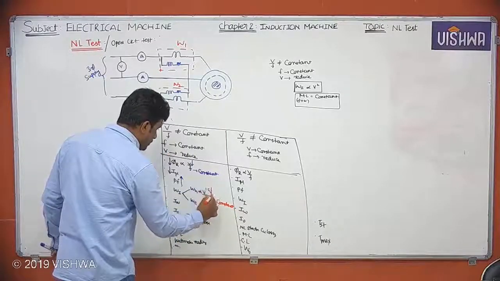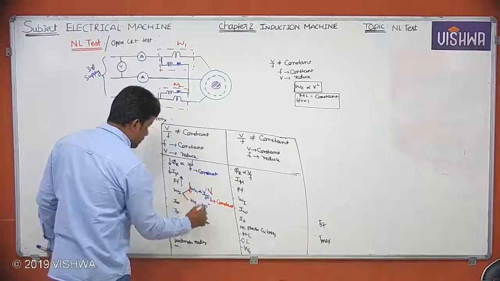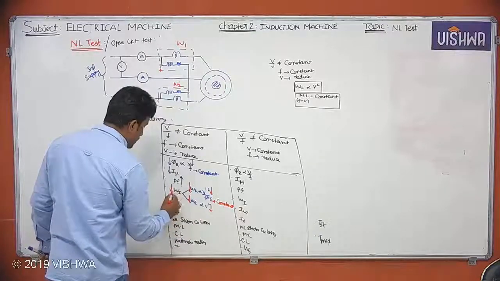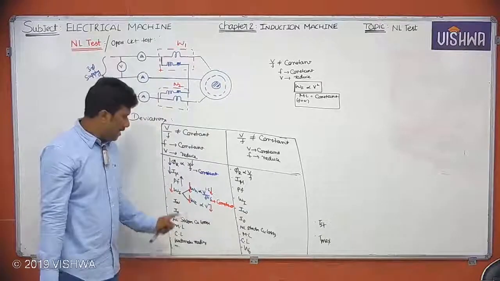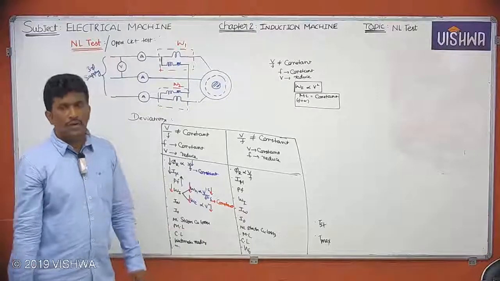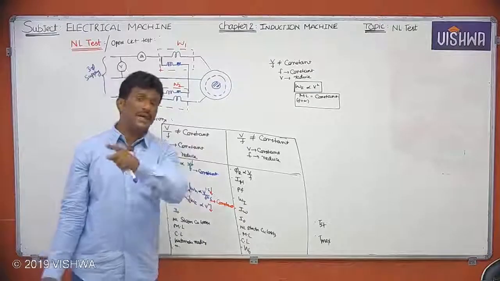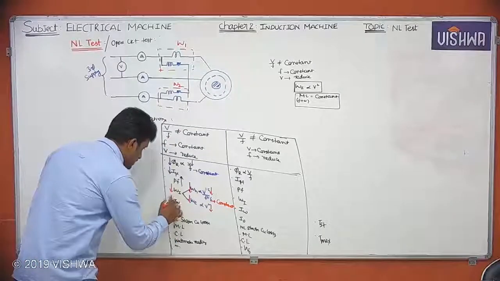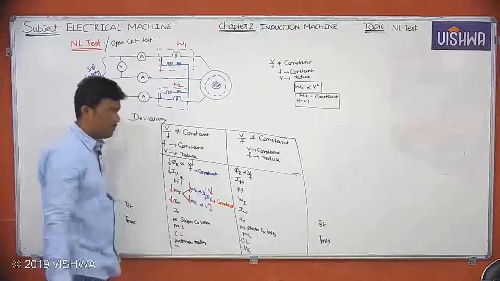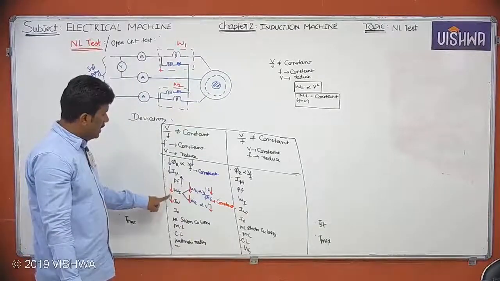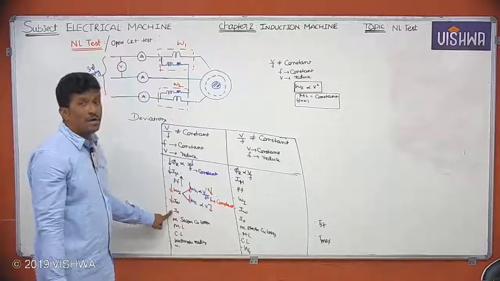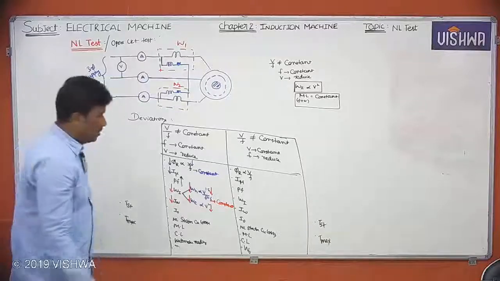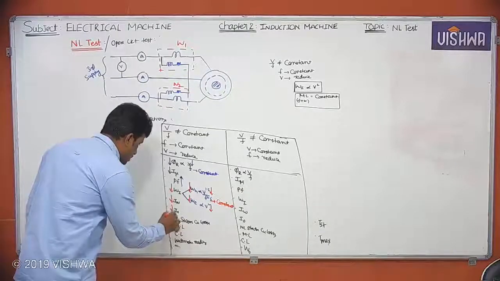Voltage reduced, so WH will reduce, WE will reduce, so overall WI will reduce. IW is used to represent iron loss. If iron loss is less, simply I can say IW also will be less. If I mu is less and IW is less, what about I naught? I naught is the square root of I mu square plus IW square. So I naught also will reduce.